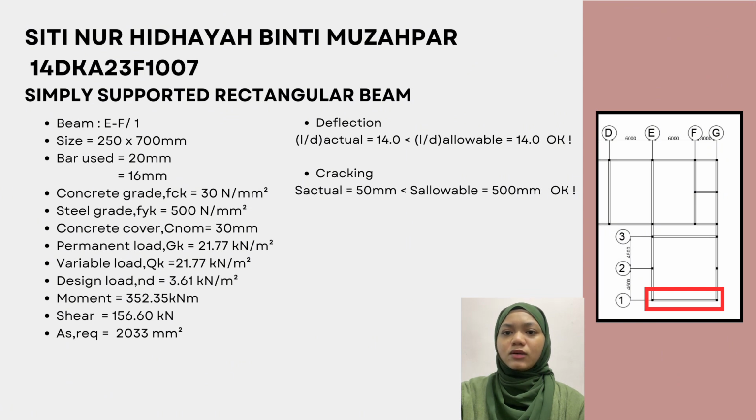230mm bar. The concrete grade applied is 30 N per millimeter square, and the reinforcement steel used is grade 500 N per millimeter square. The permanent load and variable load are considered, giving a total design load of 3.61 kN per m square.